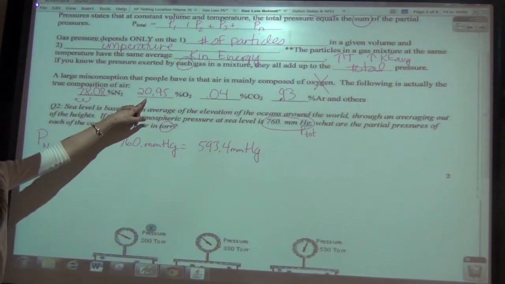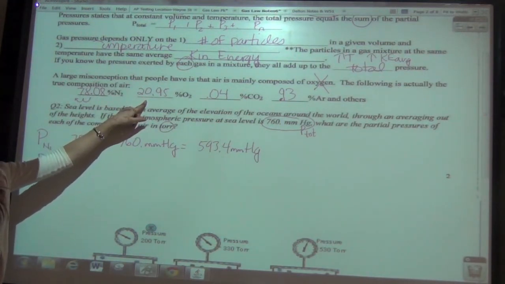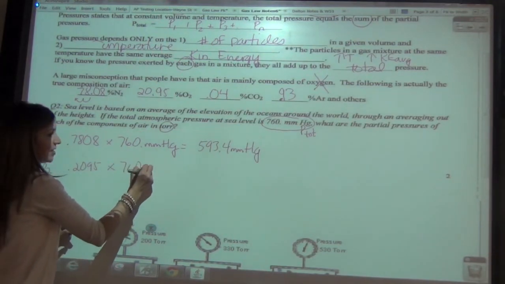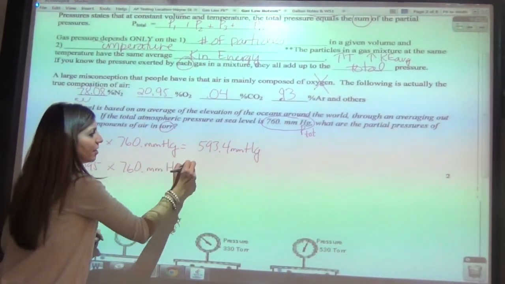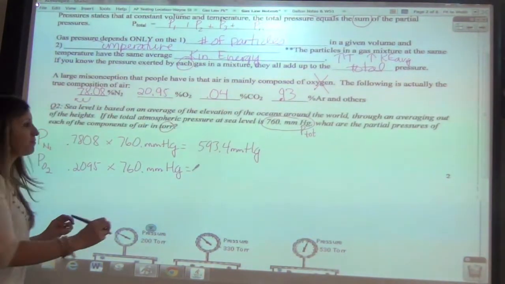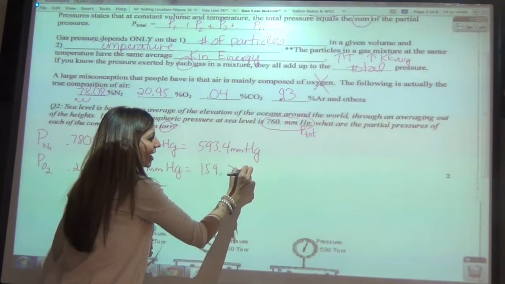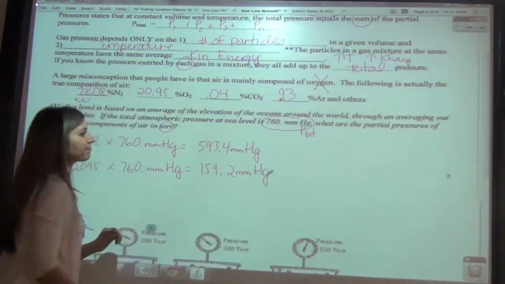What number would you use instead of 20.95? You would use 0.2095, times the 760 again, millimeters of mercury. And when we multiply these two together, again, I know it's supposed to be 3 sig figs. We're going to use 4 just for the sake of adding it, millimeters of mercury.